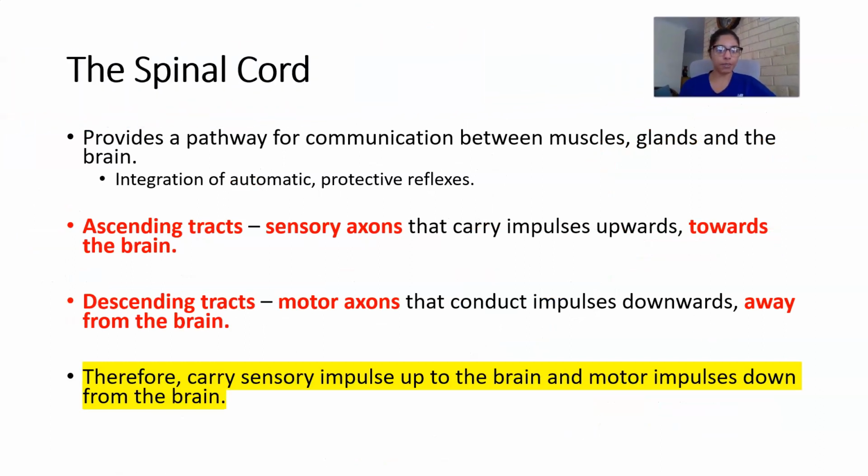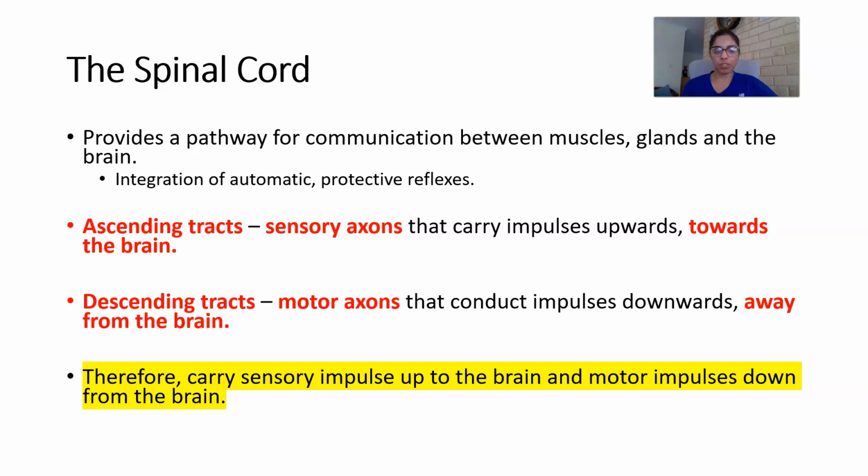Okay, just a summary here for the spinal cord. It is a communication network between muscles, glands, and the brain. So we have the efferent division, motor division, taking information out and receiving information. So the spinal cord is an integration center, and we focus on the spinal cord when we discuss protective reflexes, which we'll get to later.